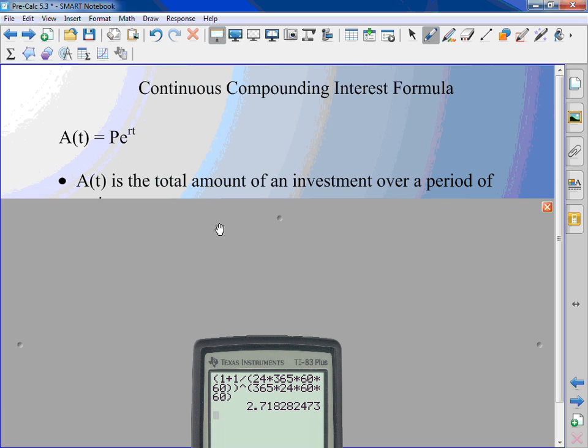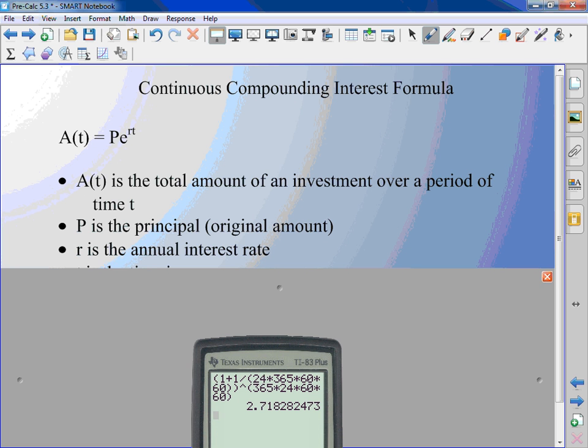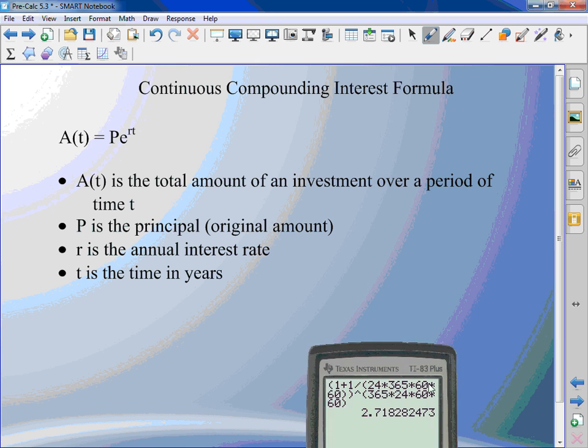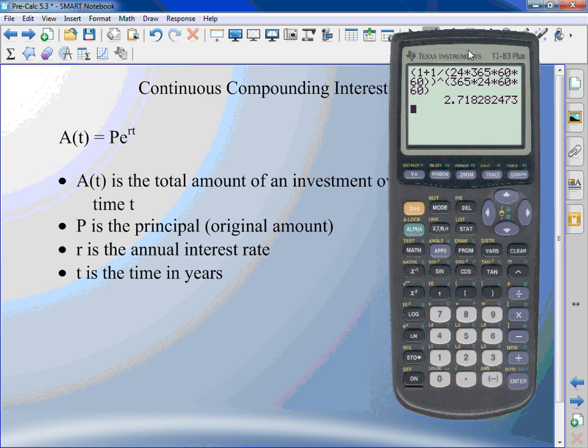A stands for the total amount. P stands for the principal, the original amount. R stands for the rate. T stands for the time. The one thing I did not mention anything about is the e. E is an actual number on the calculator.